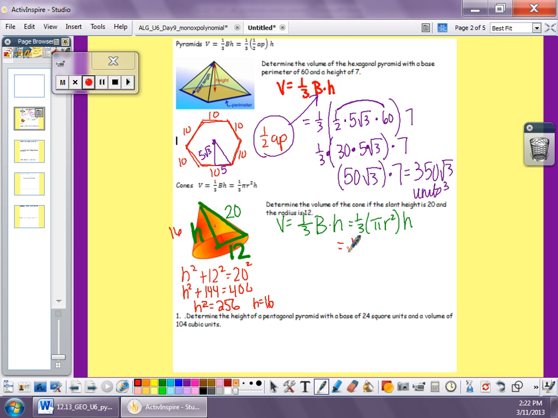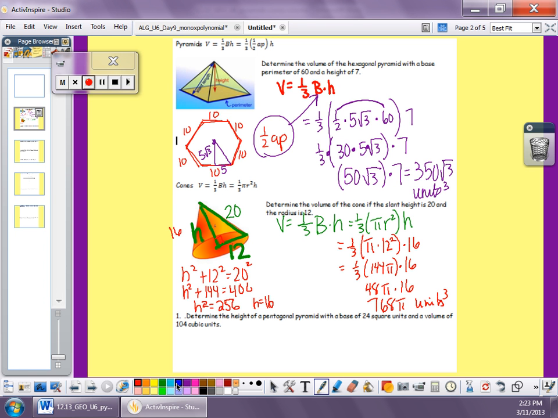So here we go. 1/3 times pi times 12 squared times 16. So this gives me 1/3 of 144 pi times 16. I'm going to do 1/3 of 144, which gives me 48 pi times 16. So this gives me 768 pi units cubed.